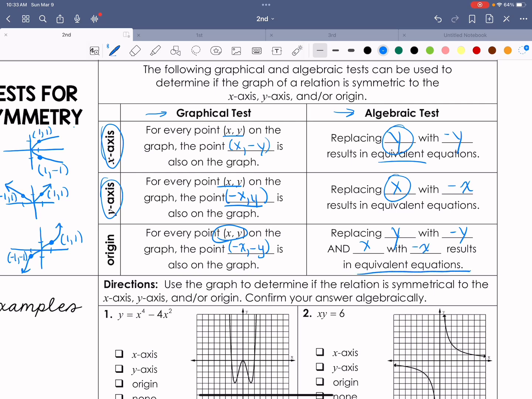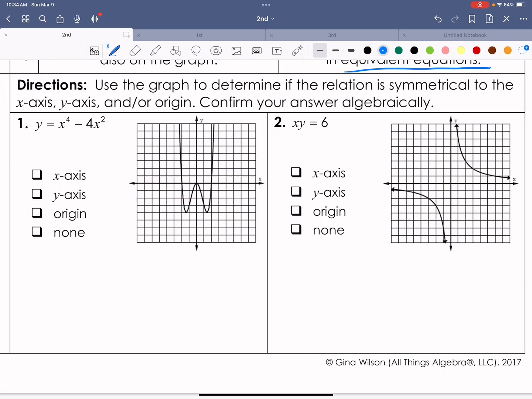Okay, so let's look at some examples. In these examples, we're going to use the graph to determine if the relation is symmetrical, and then we're going to confirm our answer algebraically. So when we look at this graph, if I split that down the y-axis, it would form mirror images. So it is symmetrical to the y-axis.